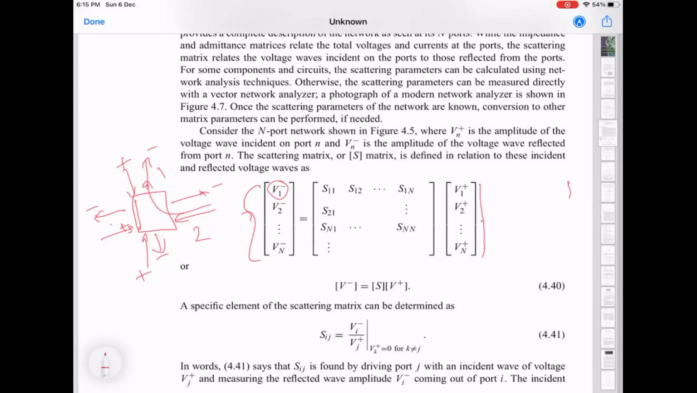So hold on one second. It's a little bit of confusion here.